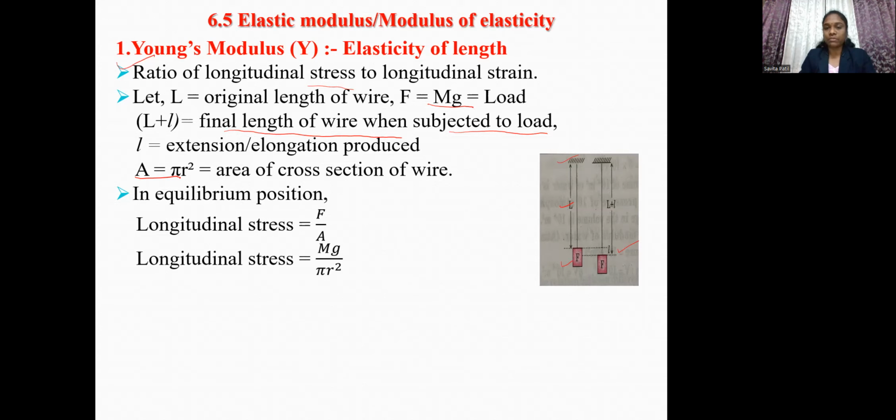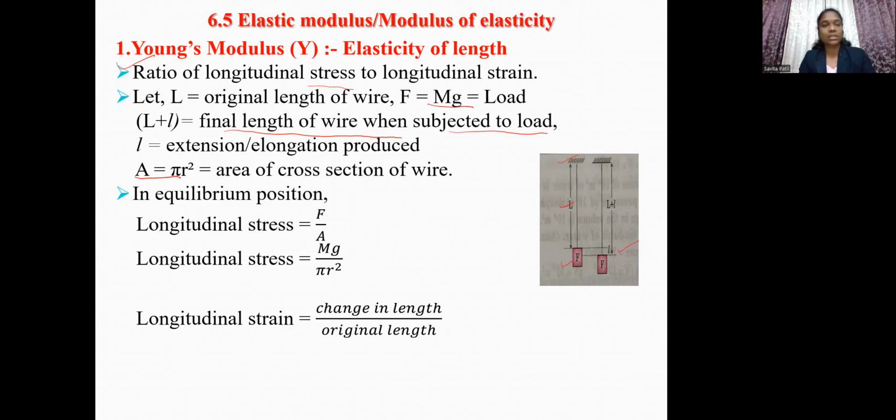Let us also write the equation for longitudinal strain. It is equal to change in length per unit original length. So change in length will be final length minus original length or initial length. So L plus l minus capital L, we get change in length as small l and original length is capital L. So we get the equation for longitudinal strain as small l upon capital L.